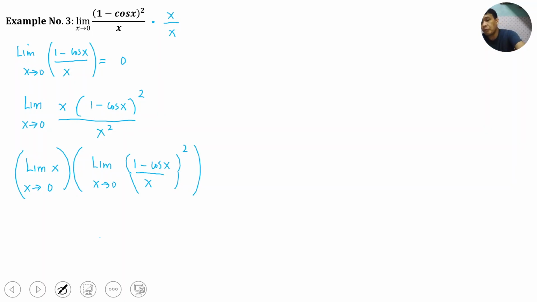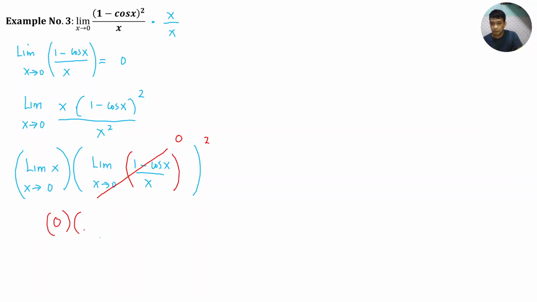Diba, meron tayong principle na kapag ka-exponent, pwede natin kunin ang limit ng function at saka i-raise natin sa exponent na yon. So, this can be written as 1 minus cosine x raised to the second power. But since this is 0, raised to the second power is 0, and the limit of x as x approaches 0 is 0, 0 times 0 is 0. So therefore, that will be our answer there.